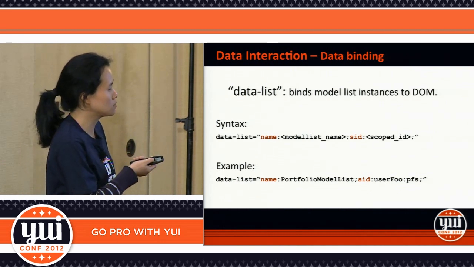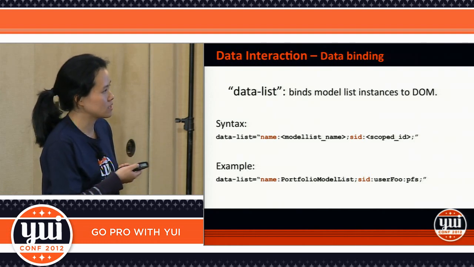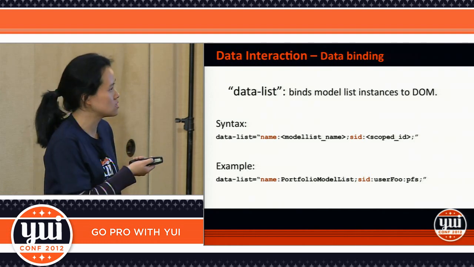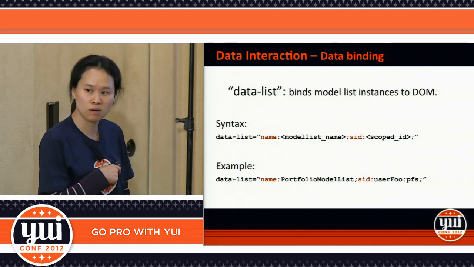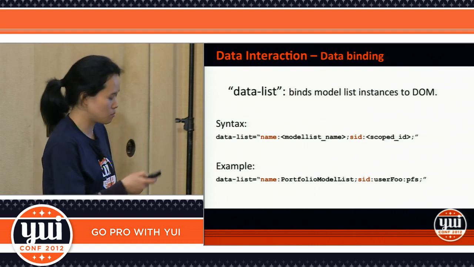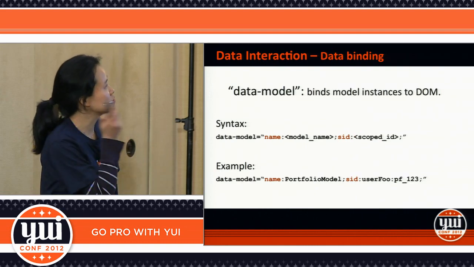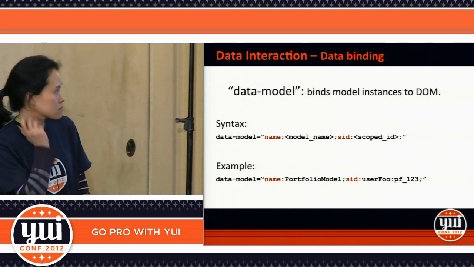We use this: it's the name, and then its scope ID. So here we say the name is this and its scope ID is this, because these are unique identifiers for us to pick up the instance from our model store, and this allows binding to locate that model list instance. And same thing for data-model: data-model binds the model instance to the DOM.